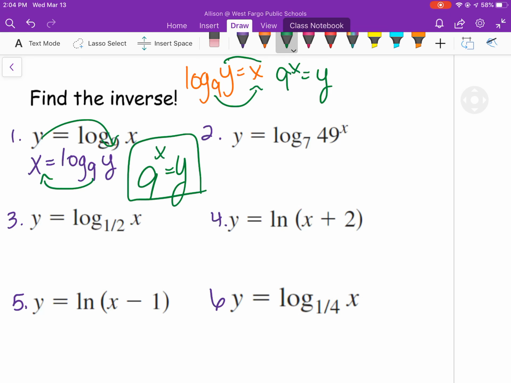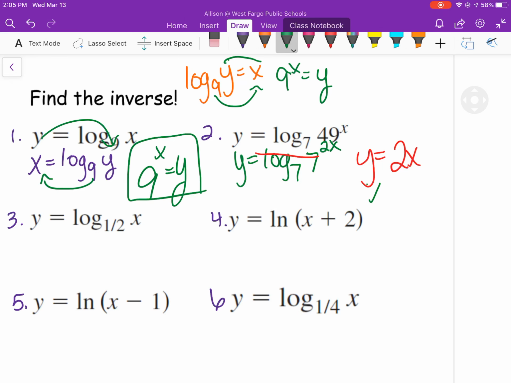So in number 2, notice you have a 49 here, and I can rewrite log base 7 of 49 as 7 squared. So I could rewrite this as log base 7 of 7 squared of 2x. Well, then these eliminate each other. So really you're just left with y equals 2x.